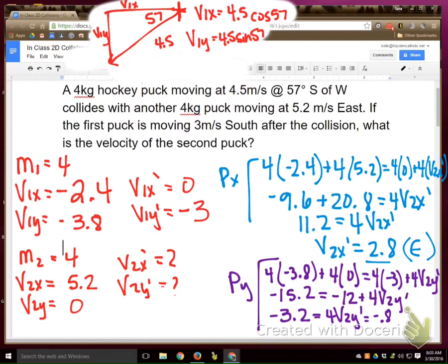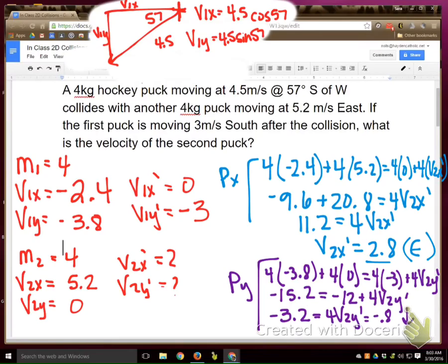Okay, did we get negative 0.8 for our v sub 2y prime? Okay, and negative tells us it's going to be going south or down. Okay, so are we all on the same page so far? What do we have right now, v sub 2x and v sub 2y? What are those values? Are they the velocity values? They are the components of our final velocity. Okay, so we need to take these two components and do what?